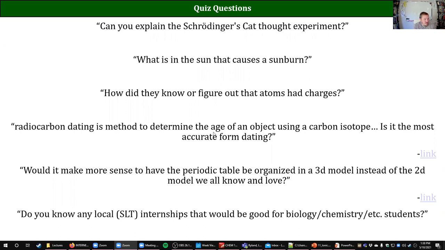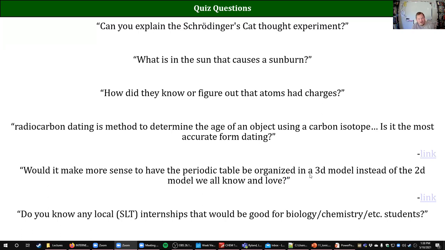We'll save some of these for later. For instance, we'll talk about the history and how they knew atoms had charges, and we'll talk about radioisotope dating on Wednesday, but I have a bunch of stuff pulled up for this last question on the periodic table.